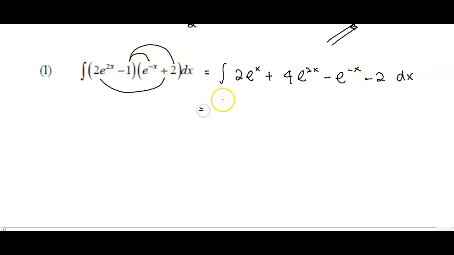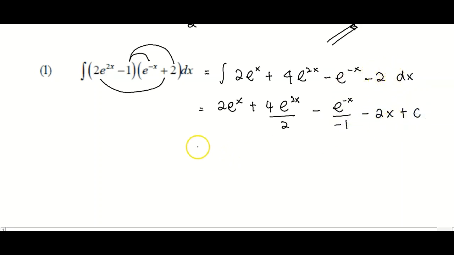Now integrate each term. You got 2e^x for the first term. Second term, you have a 4e power of 2x divided by 2 minus, integrate e power of negative x. You're going to copy down the exponential function first and then divide by negative 1. And integrate the 2, you have a 2x plus constant c. Then simplify your answer, you have a 2e power of 2x. Negative multiplied by negative, you got positive e power of negative x minus 2x plus c.